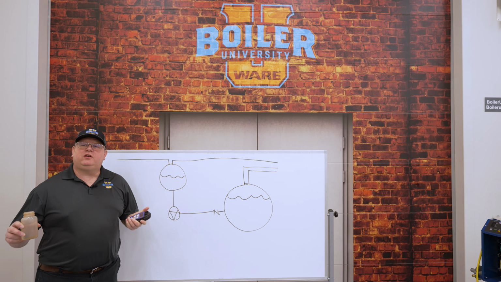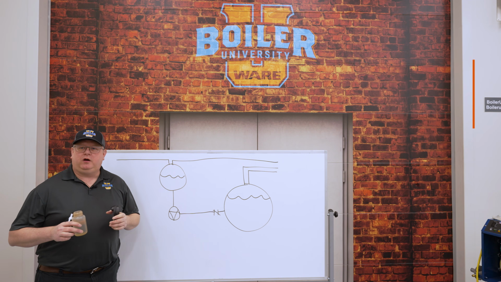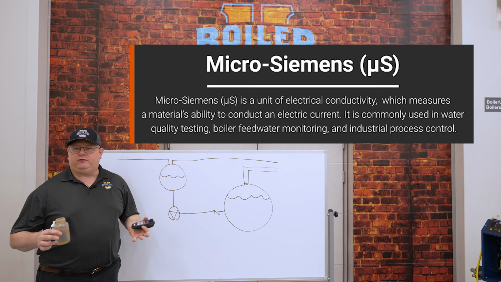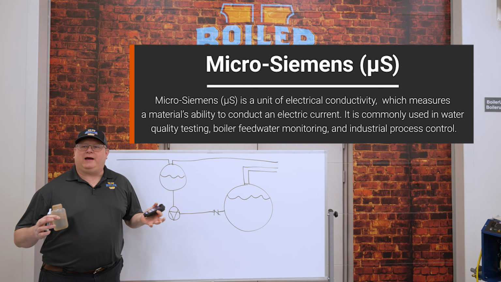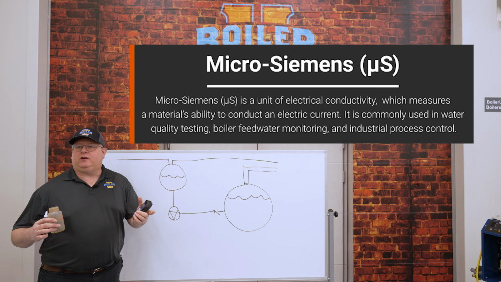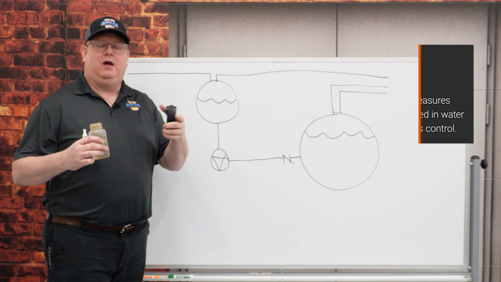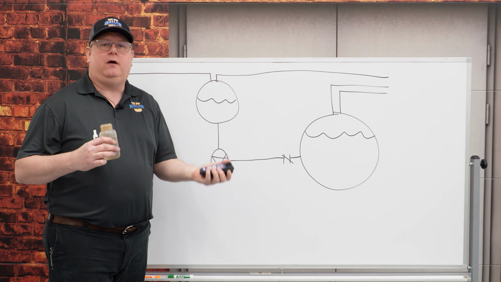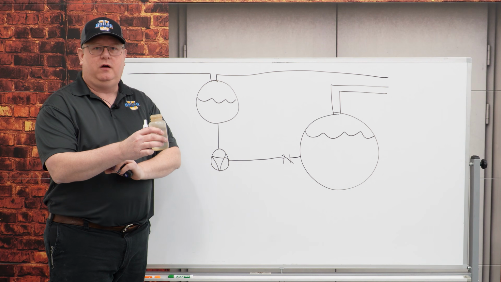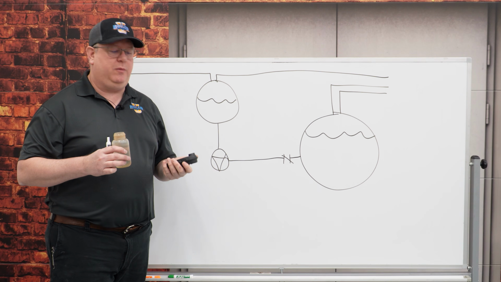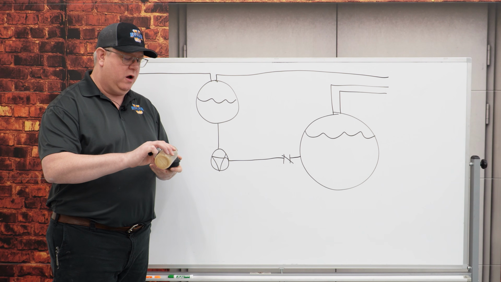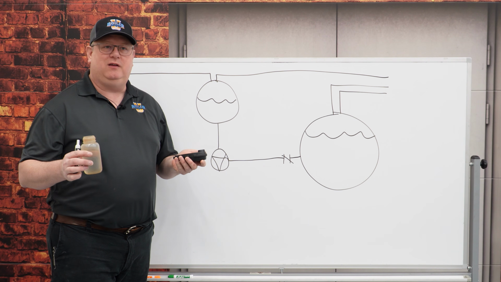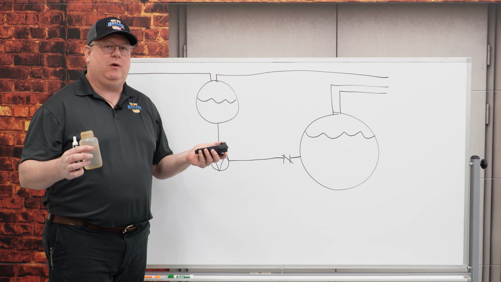So if we're going to control conductivity on a boiler, the first thing we need to do is measure it, so we know the value of the conductivity in the boiler. And the unit we often use for that is microsiemens. It's a resistance unit, and basically the more dissolved solids we have in the boiler, the higher the conductivity will be. So a simple tester can tell us what our conductivity is in the boiler or incoming water.